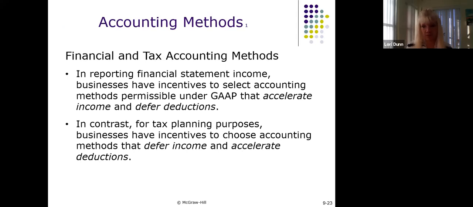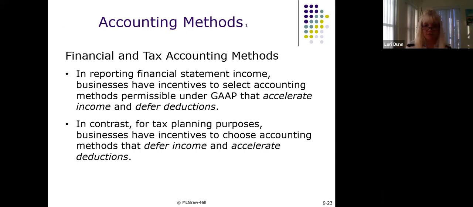Okay, so that's accounting period for your tax return. So in a sole proprietor world, single member LLC world, whatever the taxpayer's tax year is, that's your business. Now, what about the type of accounting?